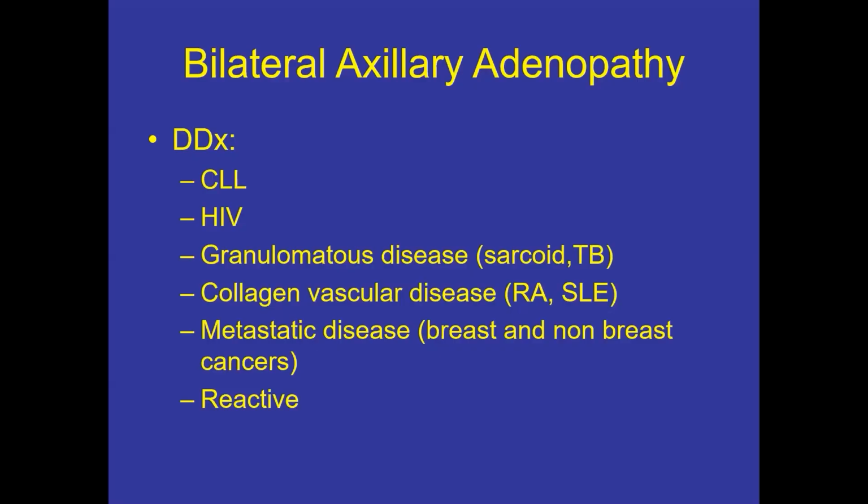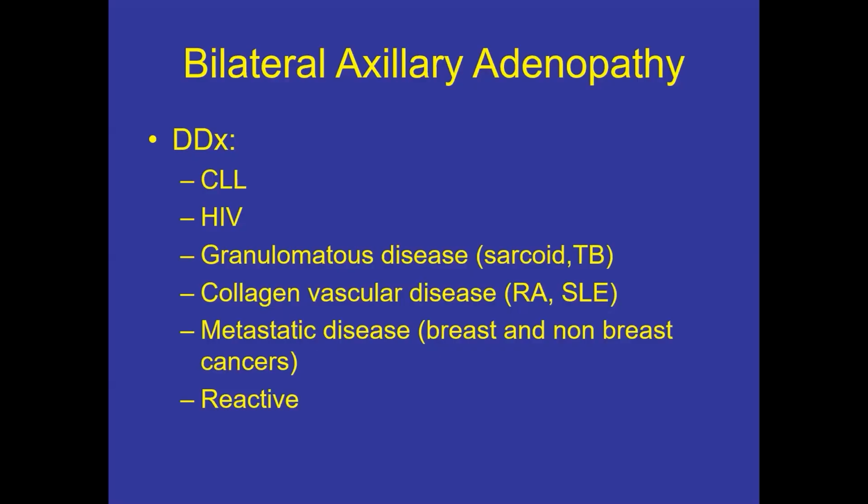You're always going to go with a systemic disease first when you see bilateral axillary adenopathy, because that's the most common thing. Metastatic disease from breast or non-breast can happen. Usually breast metastatic disease is seen in unilateral axillary adenopathy. However, if it's widely metastatic, as we say, the cat's really out of the bag, you can see metastatic disease in the axilla on the contralateral side.